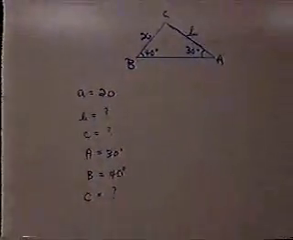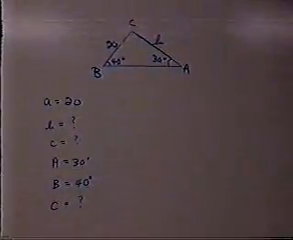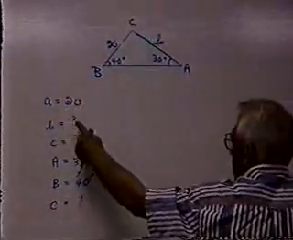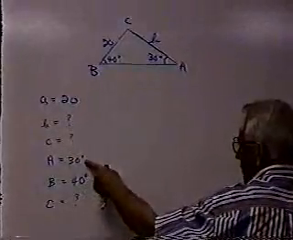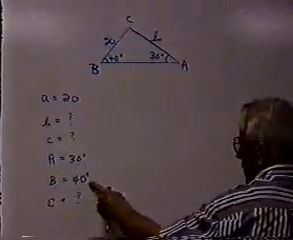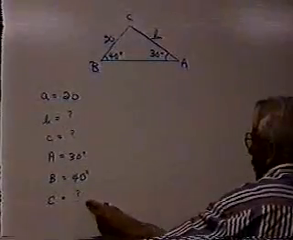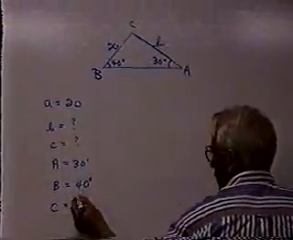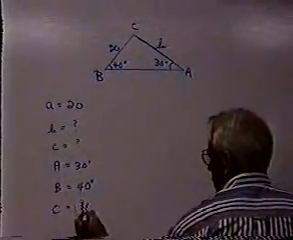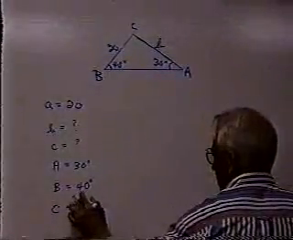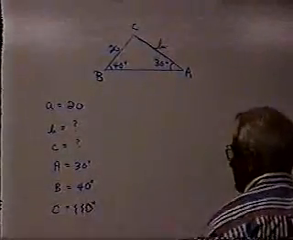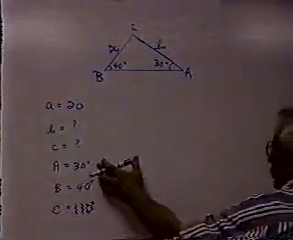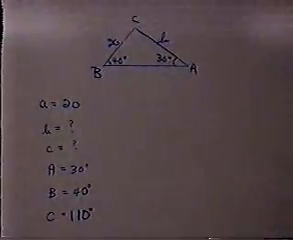Let's take the first example that we have. And we're given that a is 20. We don't know b, we don't know c. We're given angle C is 30, angle B is 40. And we can always find the third angle by adding these to 70, subtracting from 180, and so this now becomes 110 degrees. So if we're given 2 angles, we can always find the third one.